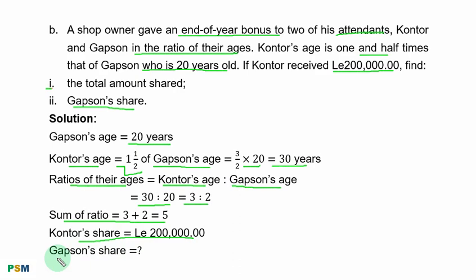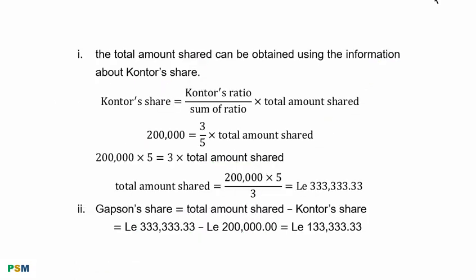Konto's share is equal to this. We need Gibson's share. But before that, we need the total amount shared, which can be obtained with the help of information about Konto's amount. Roman figure 1, total amount shared can be obtained using the information about Konto's share. Konto's share is equal to Konto's ratio over sum of ratio times total amount shared.